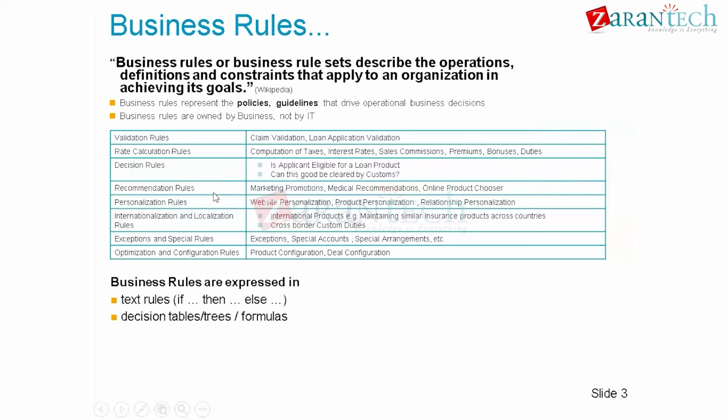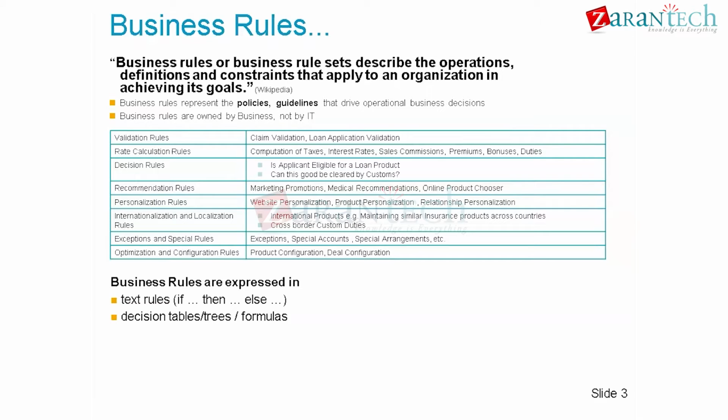Recommendation-based rules: marketing promotions, medical recommendations, online product choosers. Medical recommendations, like if I am going to one doctor for regular treatment, and till some time he was able to treat us and guide us perfectly fine, but after some time he was not able to do that. He continued his practice, so he recommended someone else. So what could be the scenario in which he would recommend us to reach out to another person?